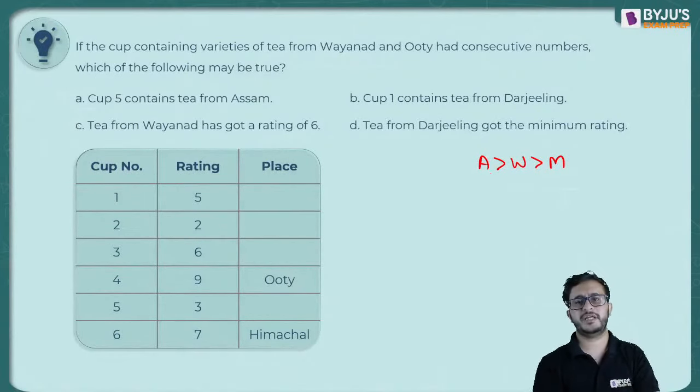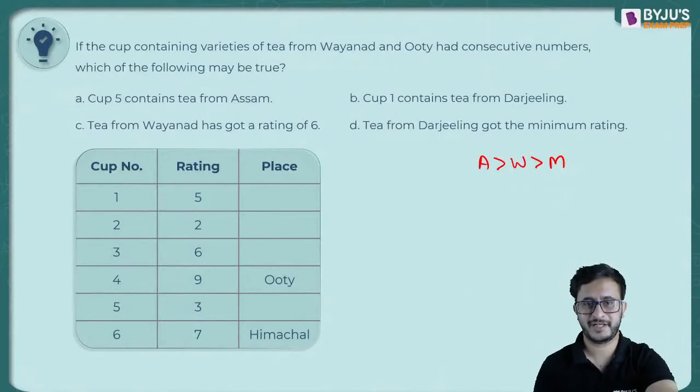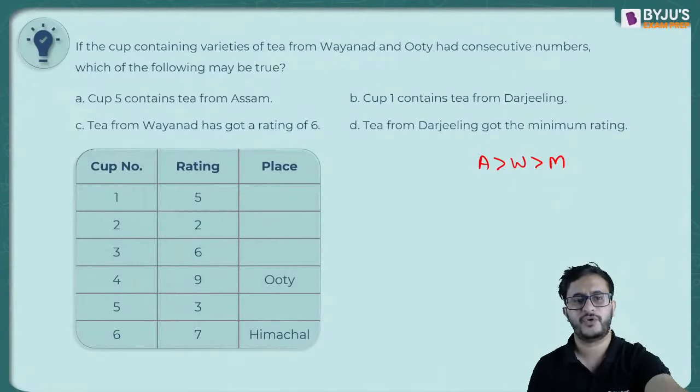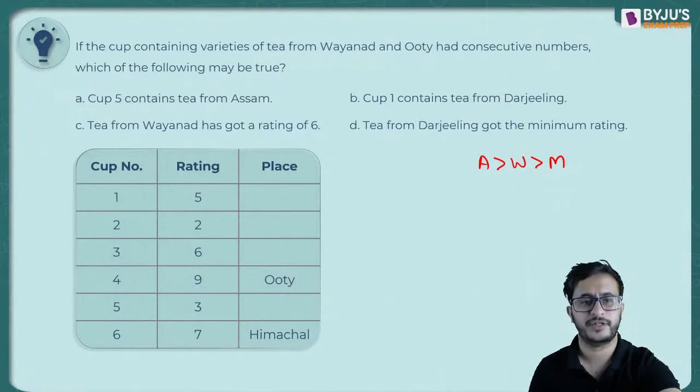Wayanad and Ooty had consecutive numbers, right? Cup numbers, okay, not rating. Cup numbers are consecutive. So Ooty we know is 4, so Wayanad will be either 5 or it will be 3. So accordingly, let's find it.